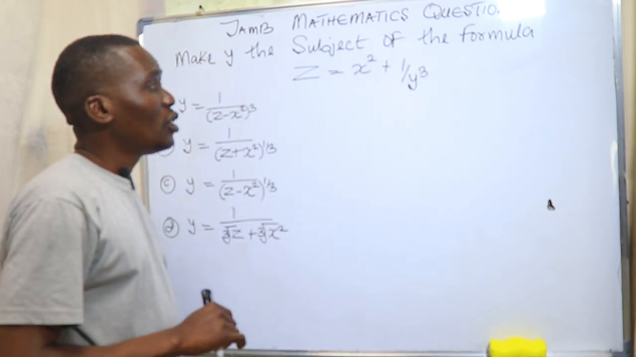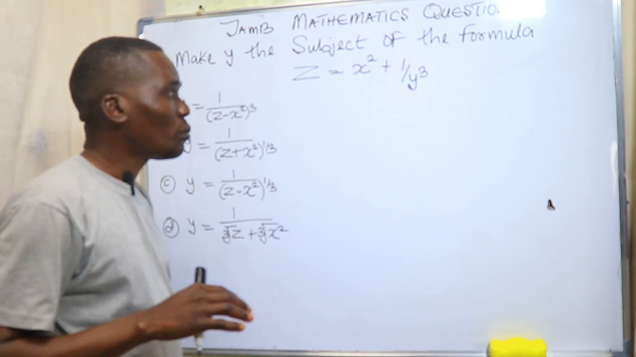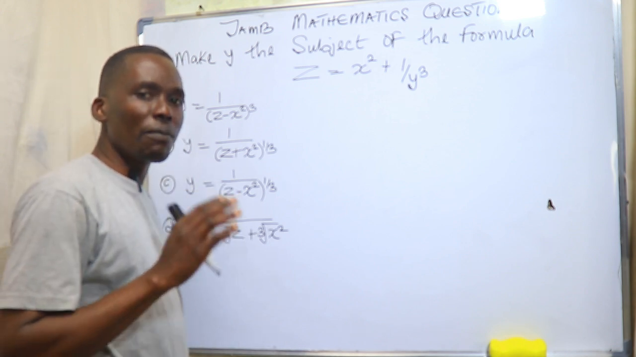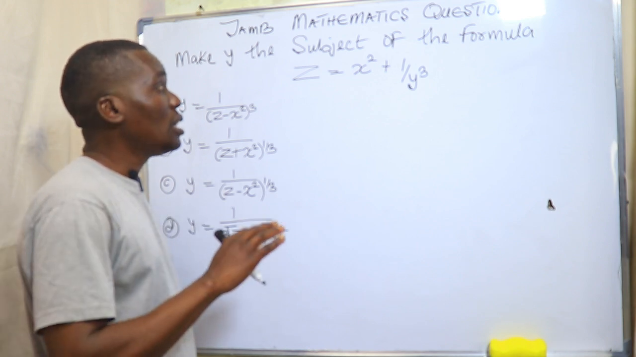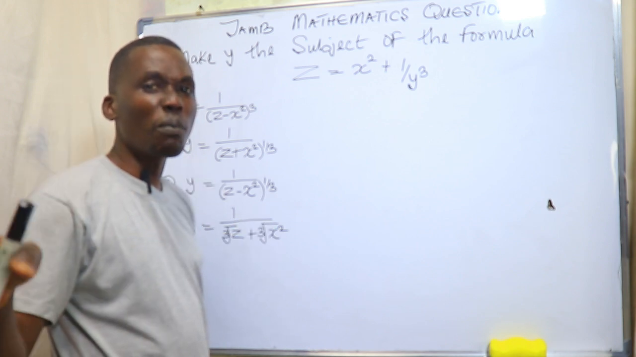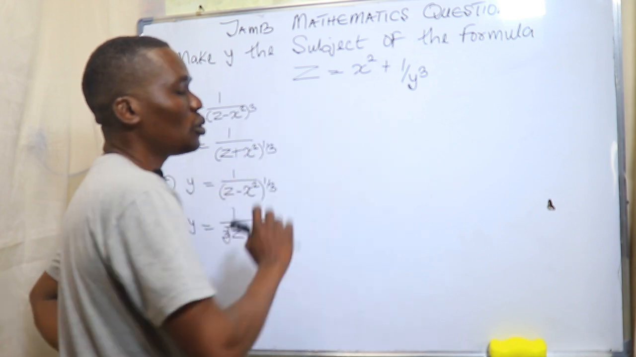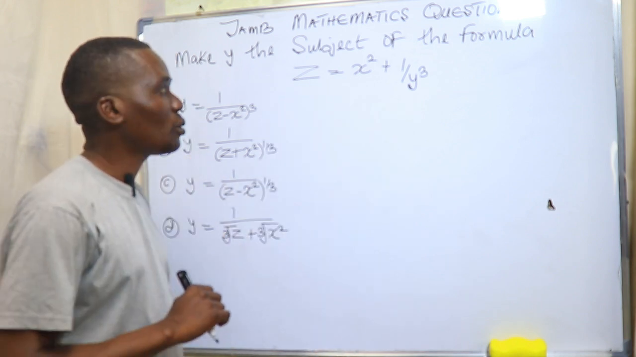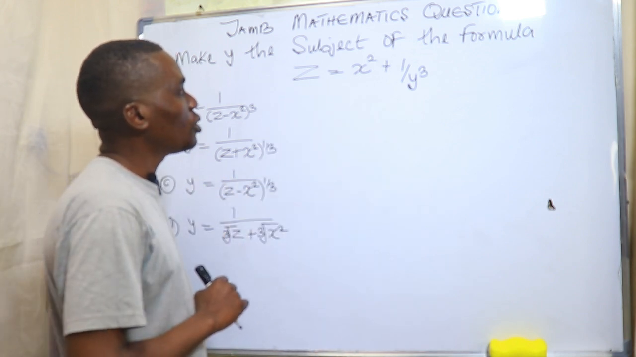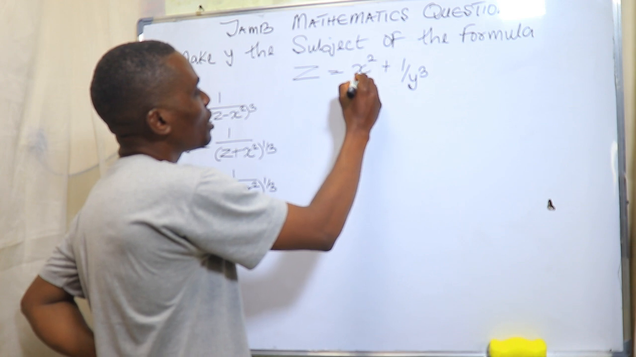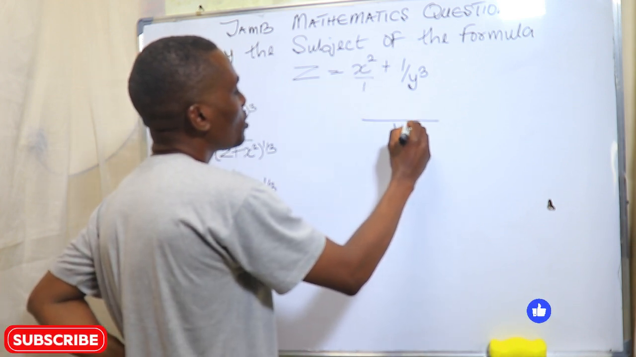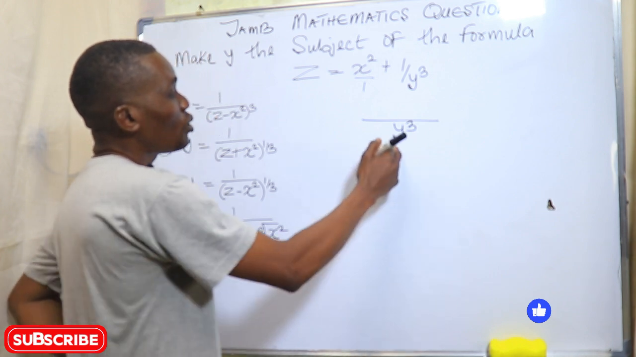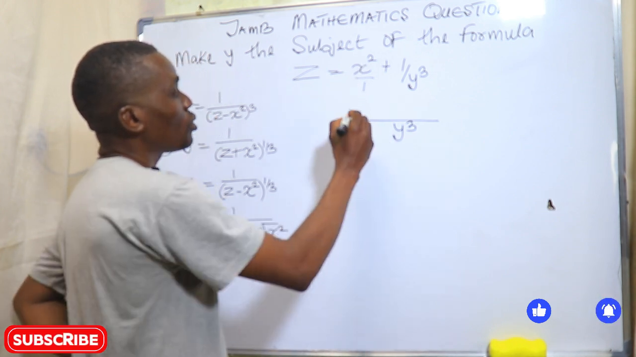Anytime we do change of subject of formula, if you see fraction, make sure say you solve the fraction first. If you see power, make sure say you solve the power first. So now we see fraction, we will make sure say we solve the fraction first. And to solve the fraction, we find the LCM of this. If we find the LCM, we'll get y to the power of 3.